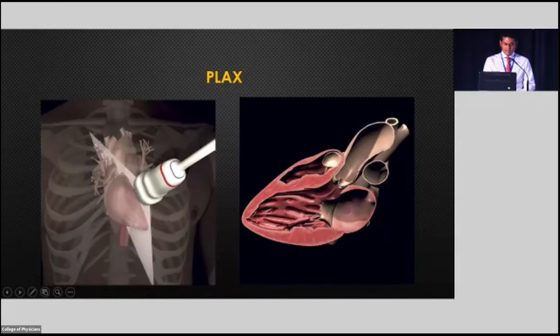So this is the basic view. Just have an idea. When you practice, you will get this image when you do more scans.